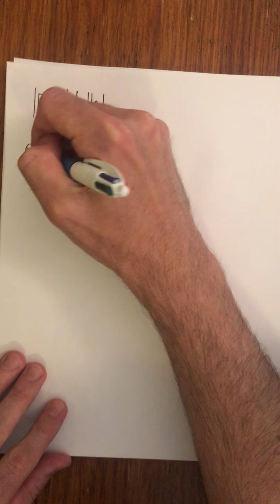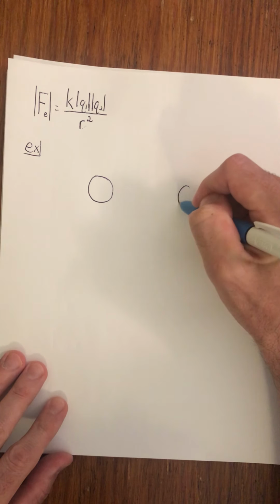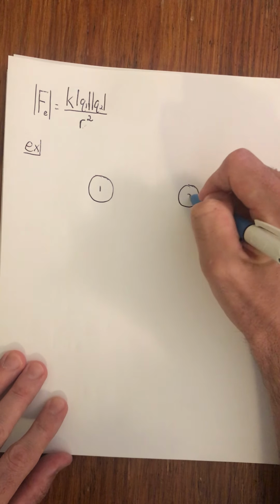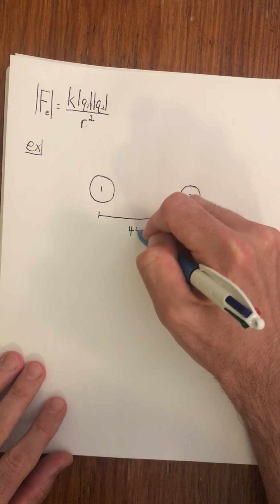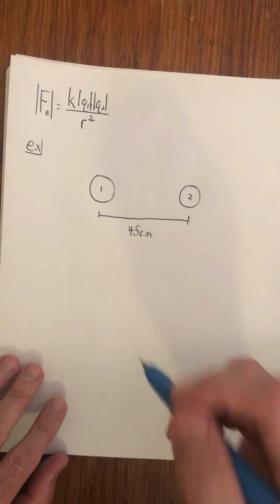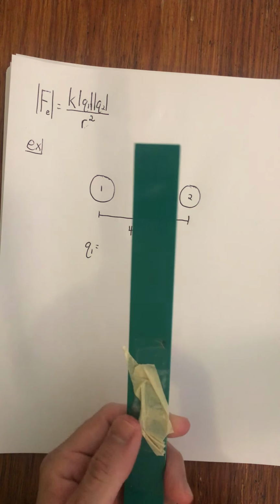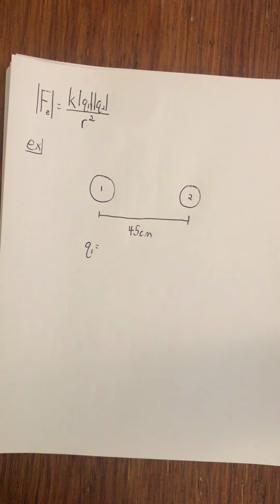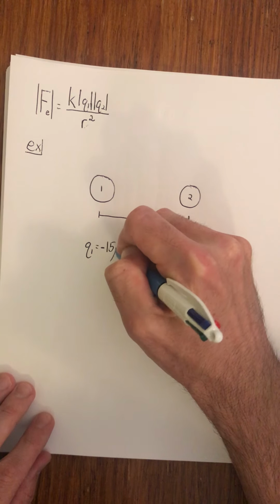So let's say in our example here we have two charges, charge 1 and charge 2. And let's say that the distance between them is 45 centimeters. Let's say that the charge on object 1 is, well, let's actually use a fairly realistic amount of charge. If I were to take my green strip and rub that with fur, that thing would get a charge on the order of microcoulombs. And so let's say that's about 15 microcoulombs.